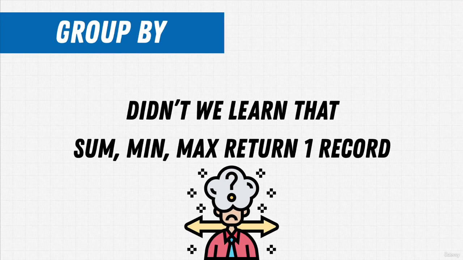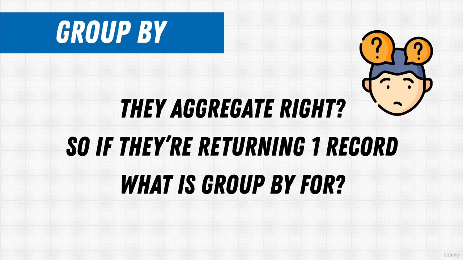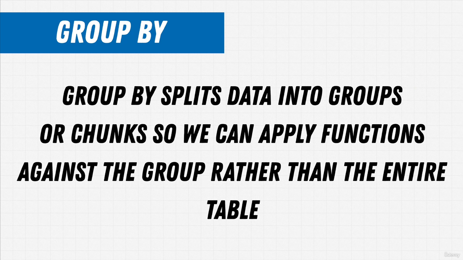Now, didn't we learn that sum, min, max, count, etc. return one record? They aggregate data, right? So if they're returning one record, what's the group by for? Why is it complaining about this group by? Well, as you could see by the error, it's telling us, hey, if you want to do this, you need to group this data by this column. So group by splits data into groups or chunks so we can apply functions against a group rather than the entire table. Now let's take a look at what that looks like.